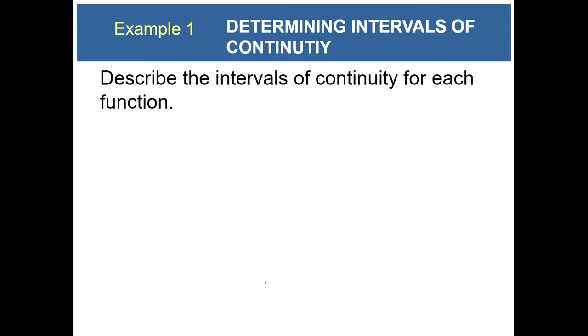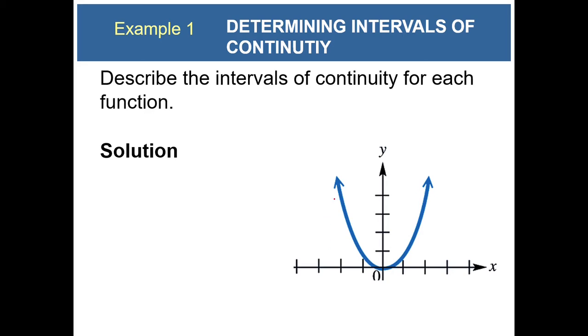Example 1. Describe the intervals of continuity for each function. This is a parabola that we can sketch by drawing it from left to right, and we will never have to lift our pencil as we do it. So this is a function that is continuous everywhere. So from negative infinity to infinity is the interval of continuity.